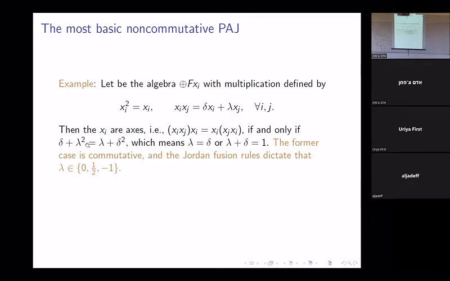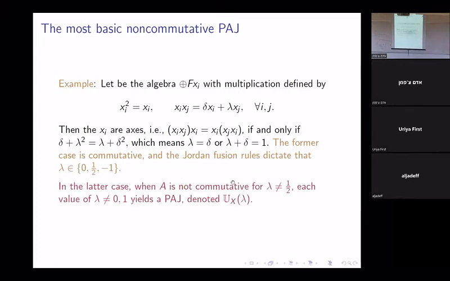Okay. And then the Jordan fusion rules. In the first case, the Jordan fusion rules say that the extra eigenvalue is a half. In the second case, you get something for any lambda. You can take delta equals 1 minus lambda, and then you get a primitive axial algebra, which has dimension n, as I said.